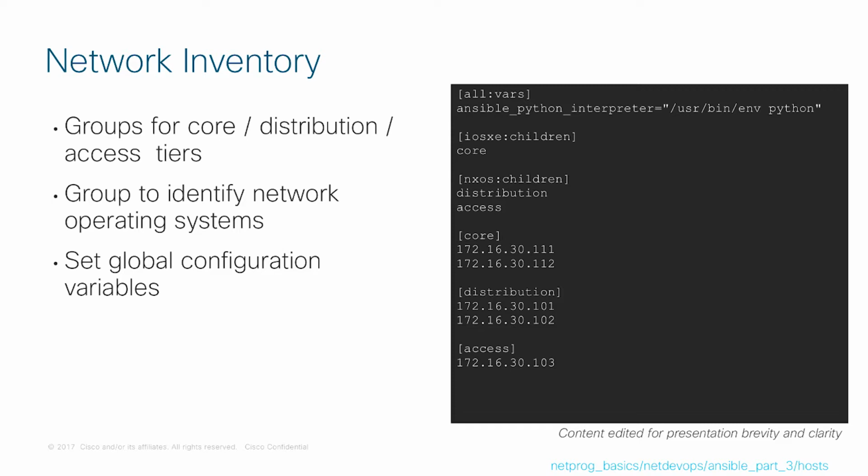We're setting global configuration variables here in the all vars section of the inventory file, and in this case we're using that trick that we talked about already about Ansible to make sure that our Python interpreter aligns to our virtual environment. So we're using the version of Ansible and all the libraries that we intend.